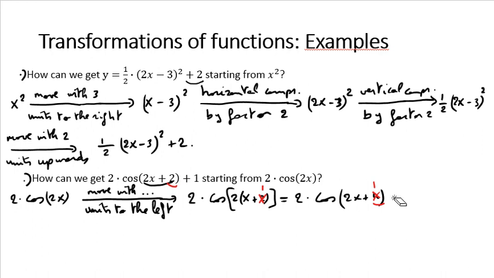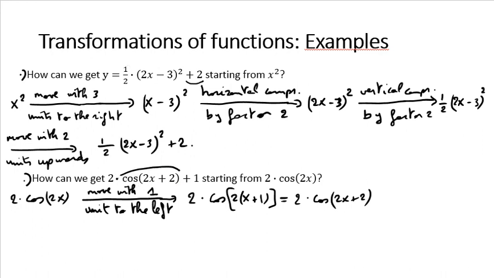Okay, let's erase this. So this has to be a 1. So 2 times the cosine of 2x plus 2. So we have to move it with 1 unit to the left. Okay, and then we got this. So this part is okay.